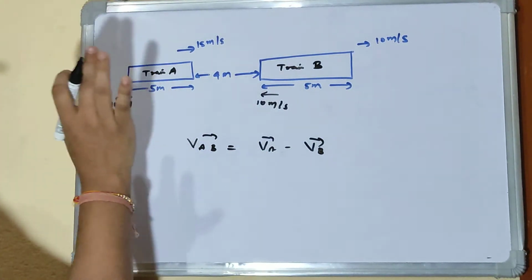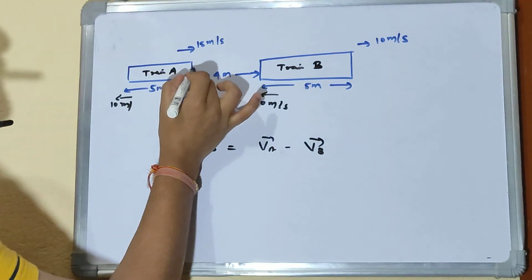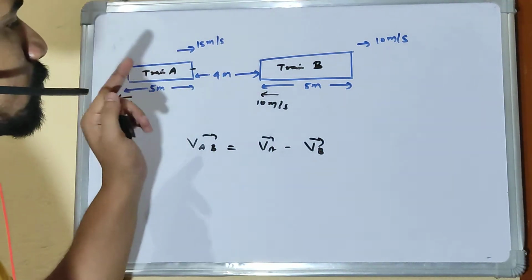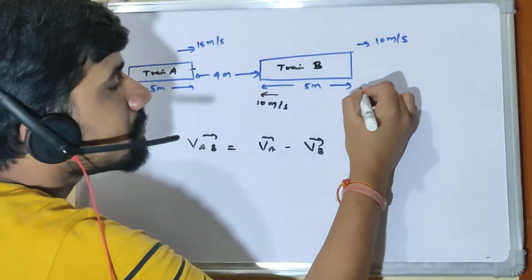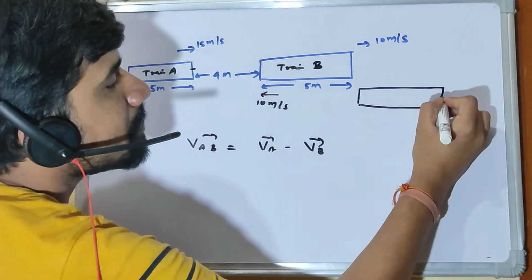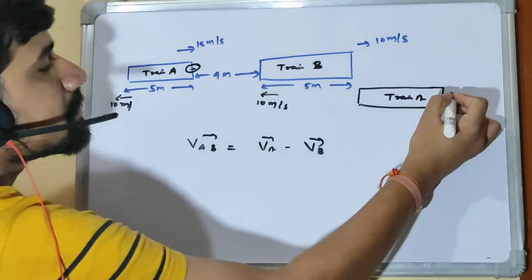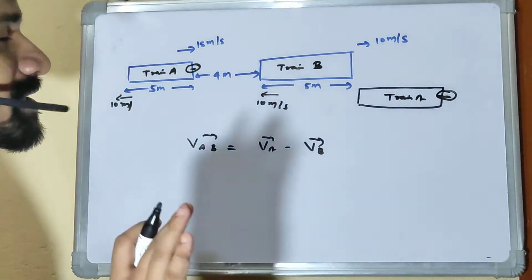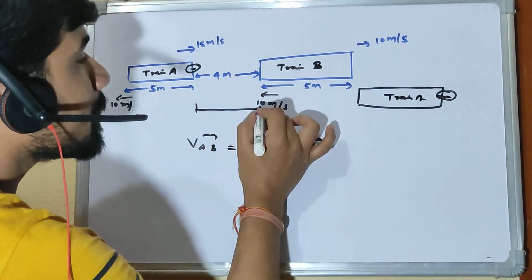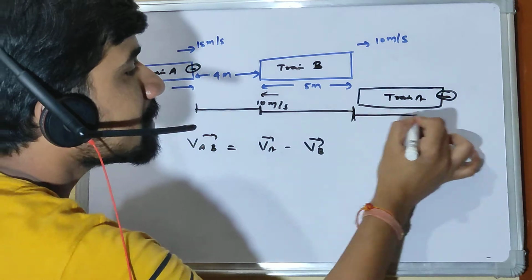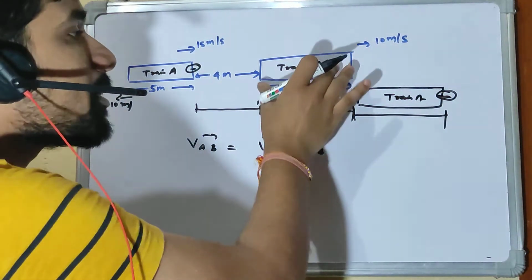But how much distance does it have to cover? Let's say this is the tip of this train. When this train overtakes train B, it has to be somewhere like this. It will look something like this. This is train A, and this is the tip of train A. It is coming here. So how much distance is it covering? You see, it is covering this 4 meters. It is covering the length of train B as well, and it is covering its own length as well. So this much distance it is covering to overtake train B.